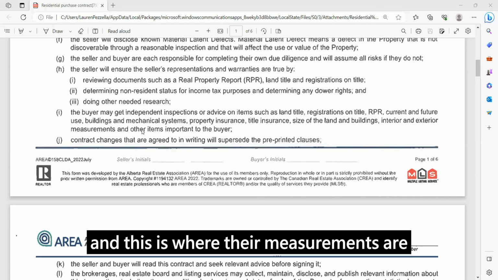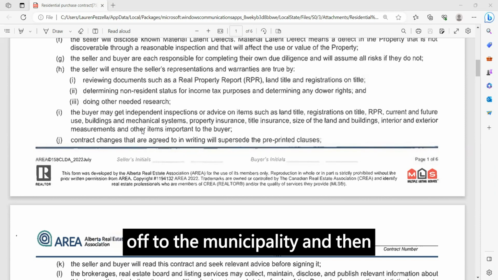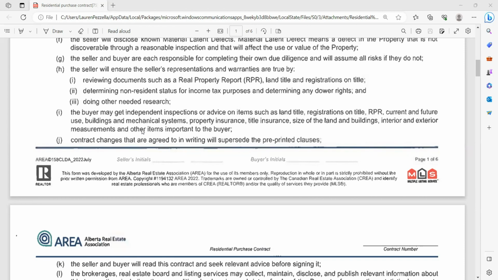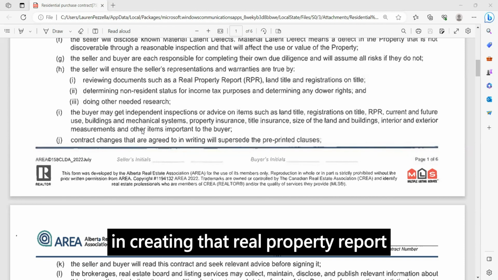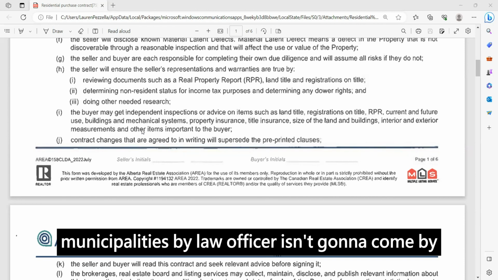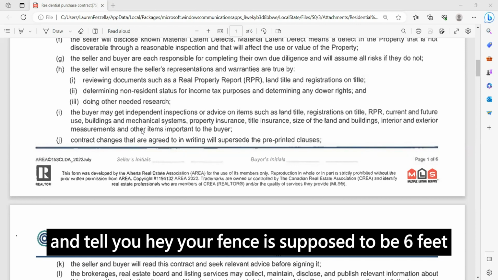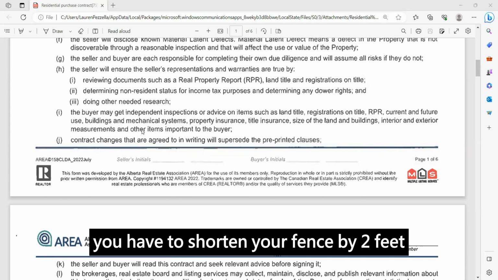And this is where their measurements are. And then that real property report is sent off to the municipality, and they ensure that it complied with all building codes. So the reason you do this is so that in creating that real property report, you know that the municipality's bylaw officer isn't going to come by 3 months after you buy the property and tell you, hey, your fence is supposed to be 6 feet and it's 8 feet. You have to shorten your fence by 2 feet.